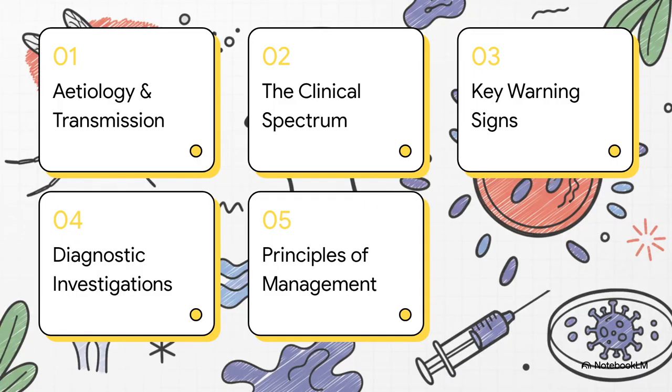Here's our game plan. We're going to walk through 5 key areas. First, the etiology and transmission. Then, we'll look at the clinical spectrum of the disease. After that, the really key warning signs to watch for. Then, diagnostics. And finally, we'll wrap up with the principles of management.